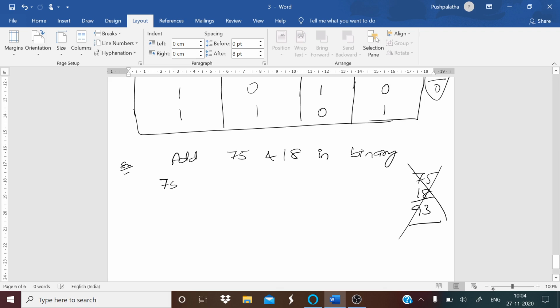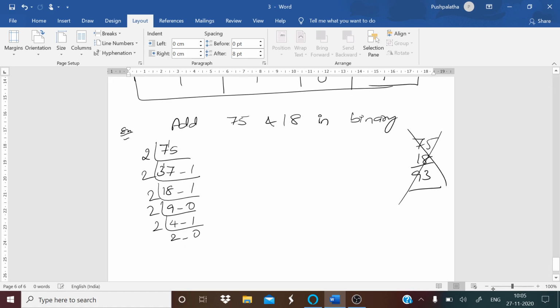So convert this 75 into binary first. 2 3s are 6, 1 carry; 2 7s are 14, 1; 2 1s are 2; 2 8s are 16, 1; 2 9s are 18, 0; 2 4s are 8, 1; 2 2s are 4, 0; 2 1s are 2, 0. So 75 is represented as 1 0 0 1 0 1 1.